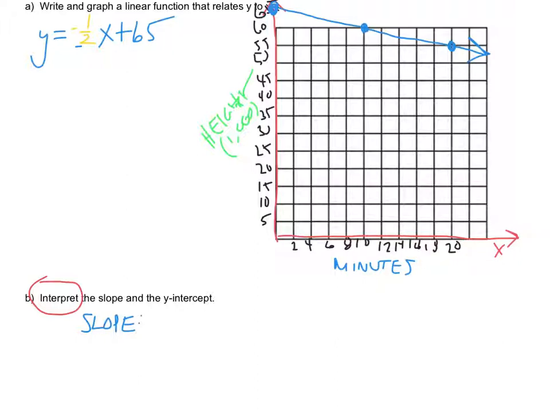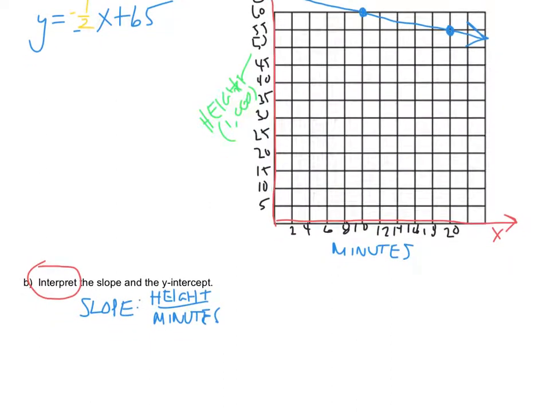So remember, slope is rise over run. If you think about it, in this case the rise would be our height, and the run is our minutes. So there are two labels you need to include when describing what slope means. Okay? So our slope as numbers is -1/2. Now remember, that -1 really means down 1,000.